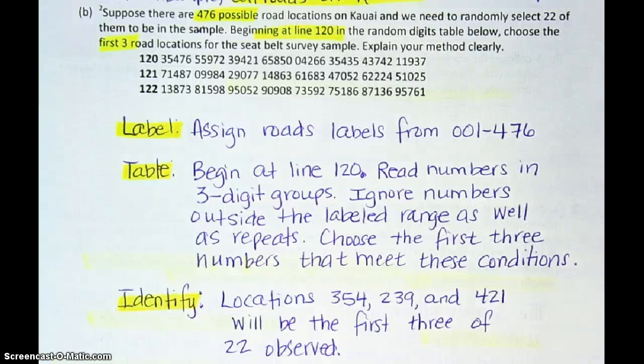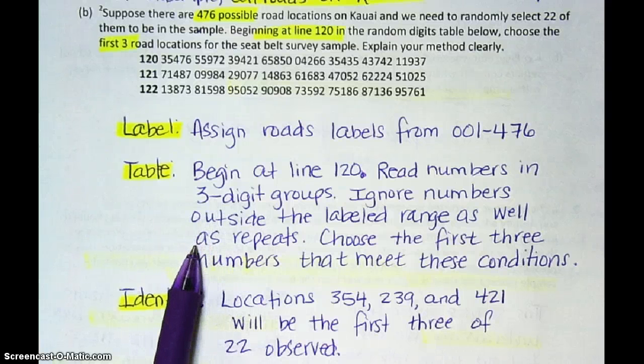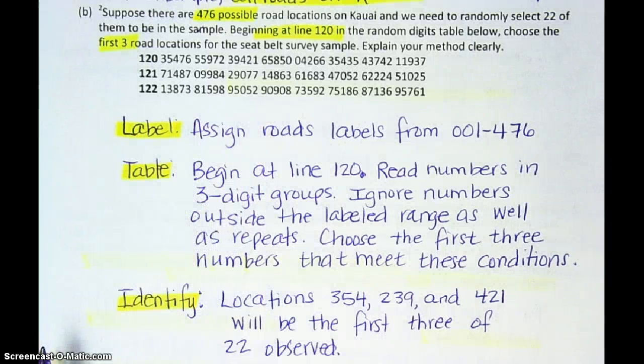Table. Begin at line 20. Read numbers in 3-digit groups. Ignore numbers outside the labeled range as well as repeats. Choose the first 3 numbers that meet these conditions. Notice how concise yet clear this protocol is. Anyone can come behind me, follow those directions, and come up with the same numbers as I did. Identify. Locations 354, 239, and 421 will be the first 3 of 22 observed.